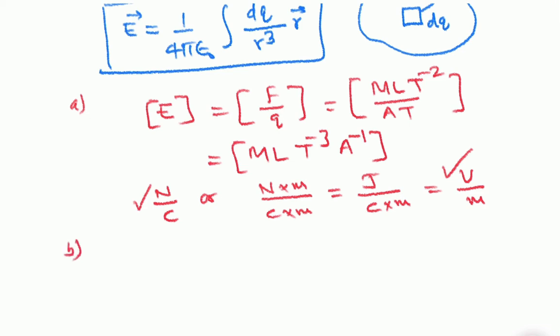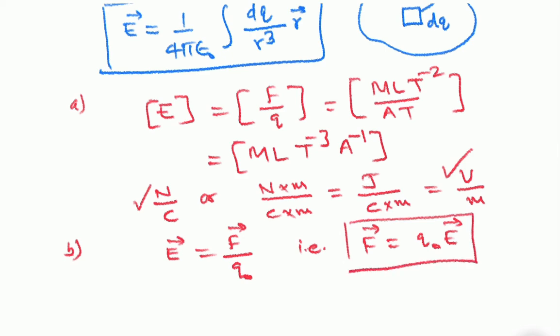Second, by definition of electric field intensity, E is equal to F by q naught. That is, in terms of force, F is equal to q naught into E. So if electric field intensity and test charge are given, we can calculate the force, and vice versa.